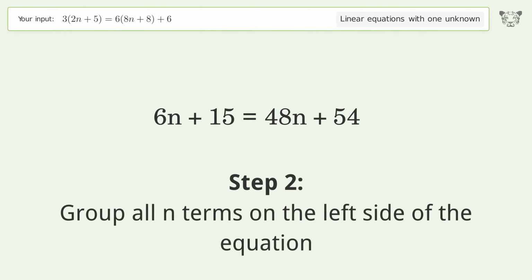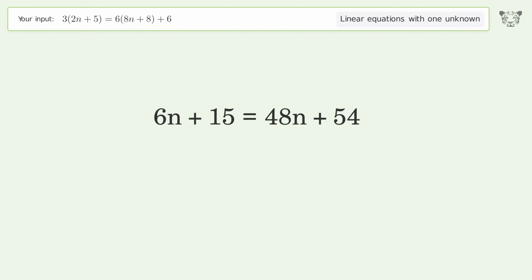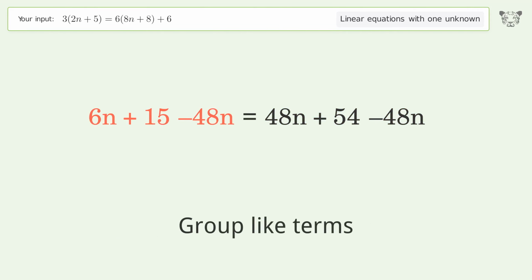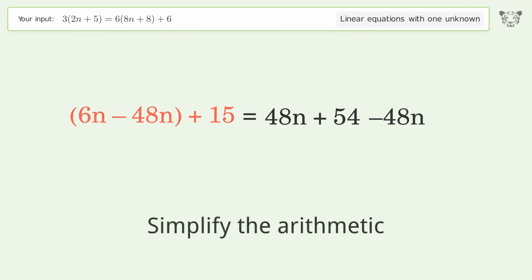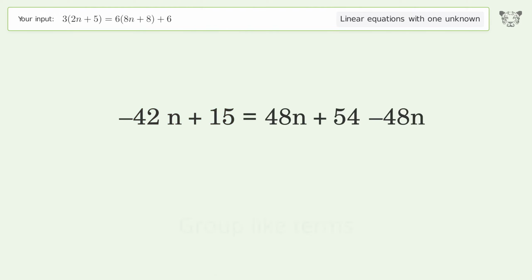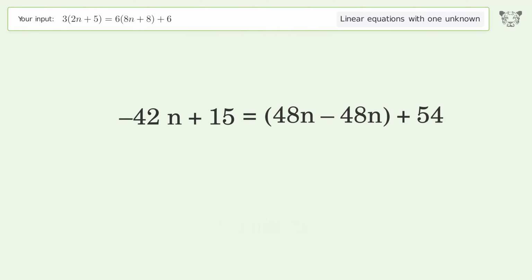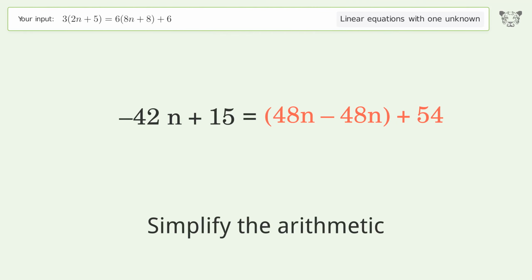Group all n terms on the left side of the equation. Subtract 4810 from both sides. Group like terms. Simplify the arithmetic. Group like terms. Simplify the arithmetic.